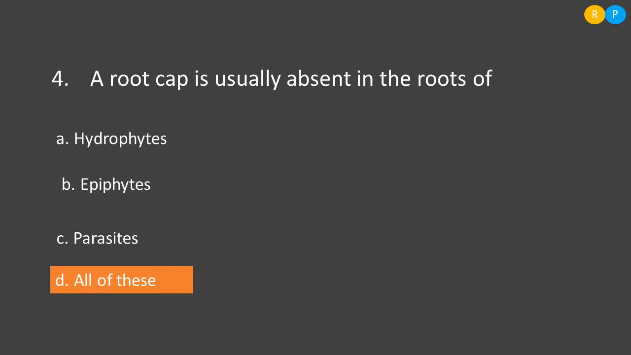Then option C, parasites. Parasitic plants absorb nutrition from another plant. So they are also not growing in the soil, so they also do not have a root cap. Then option D, all of these. Clear. All the plants given in the three options are not growing in soil, so the correct answer is all of these.